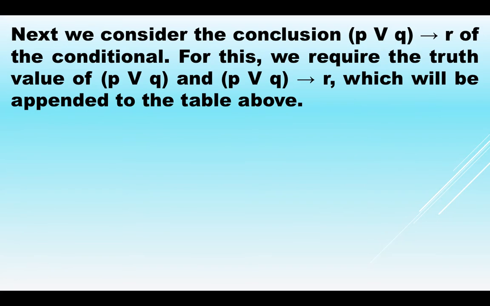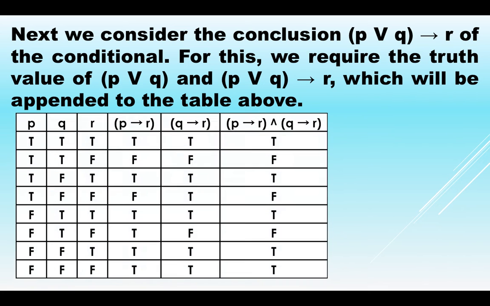The next bracket, square brackets, is P disjunct Q implies R. For this one, this is our answer. Again, we will use the same 3 propositions, and that's 8 rows. For P implies R, that is a conditional. By the way, this is our answer a while ago.